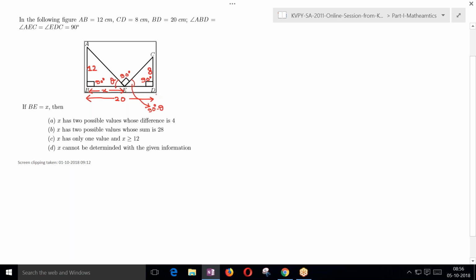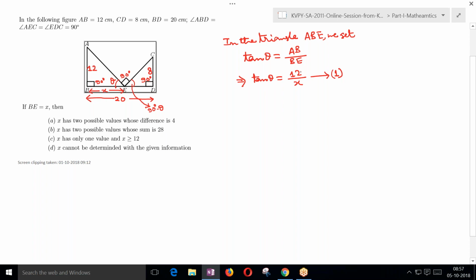Correct? Now, in the triangle ABE, we get, what is tan theta? Tan theta is equal to AB by BE. So that means tan theta is equal to AB is given as 12 and BE is given as X. So this is one equation we got. Now you may ask, sir, why you took tan? Because we do not know AE.